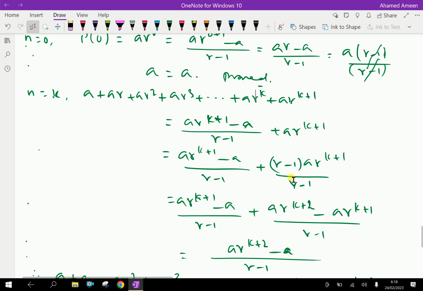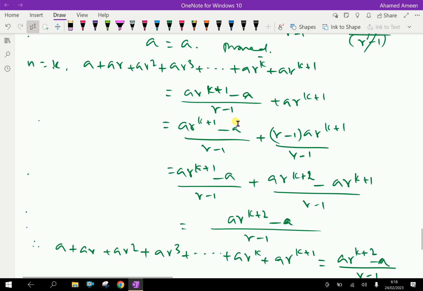Look here, which is equal to (a r^(k+1) minus a) over (r minus 1) plus a r^(k+1). We write this expression here. We have the denominator r minus 1 here but no such factor in the second term, so we multiply and divide by the factor r minus 1, that is (r minus 1) over (r minus 1). Now write (a r^(k+1) minus a) over (r minus 1).